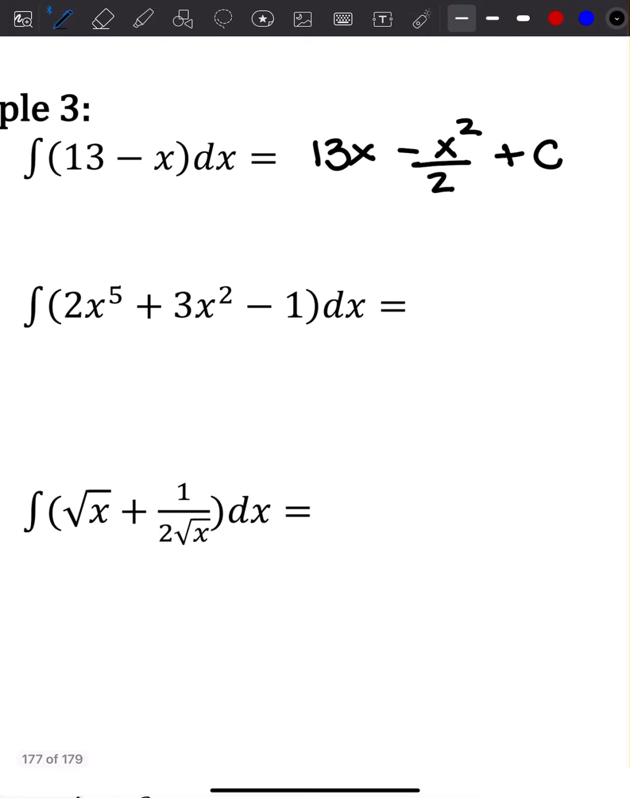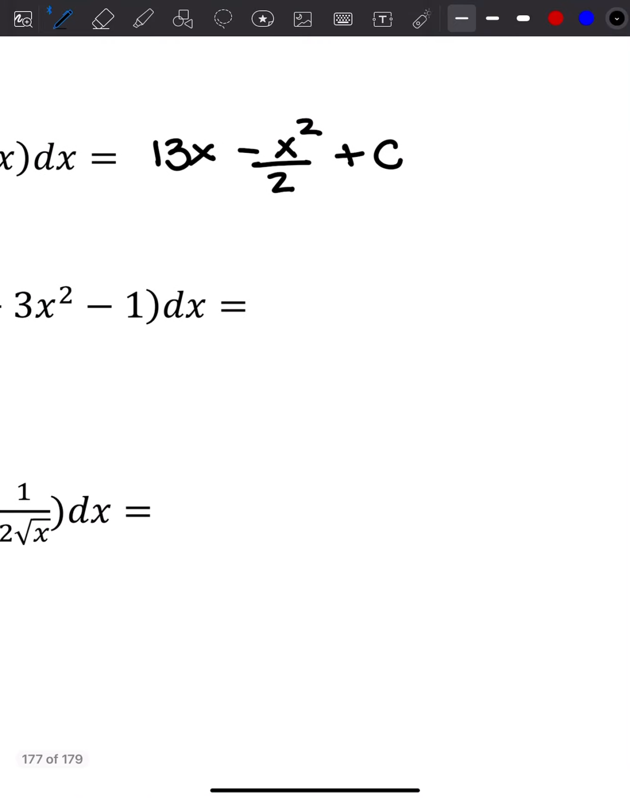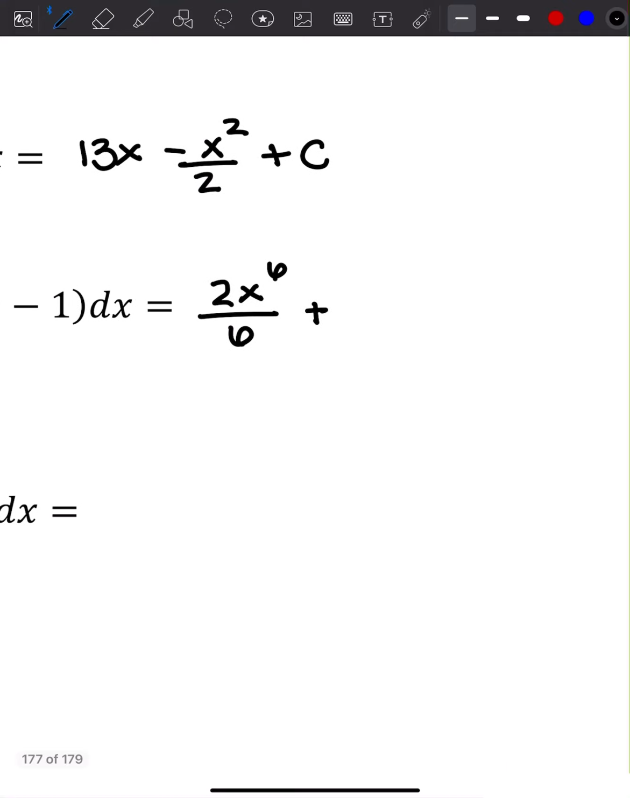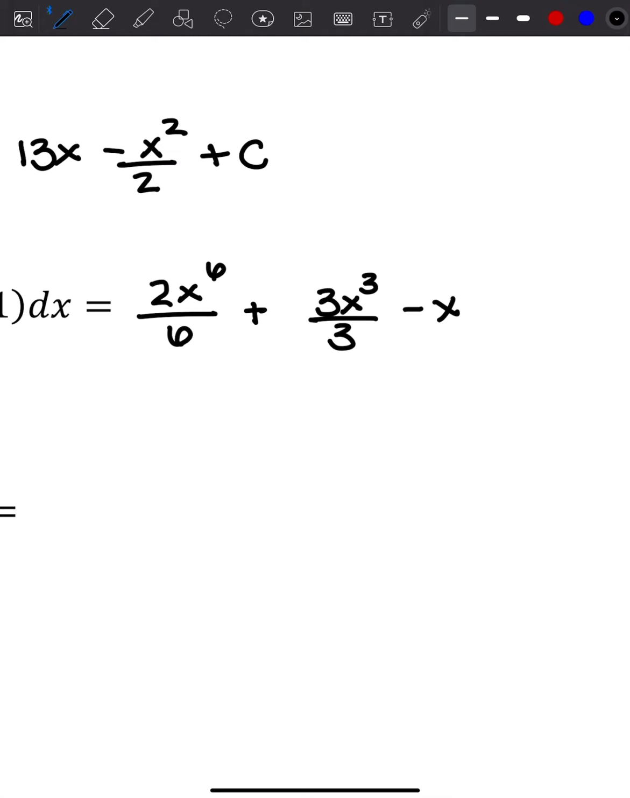Okay, we have 2x to the 5th plus 3x squared minus 1. So for 2x to the 5th, we have 2x to the 6th, because we added 1, and then we're dividing by our new exponent of 6. And then we're going to add to it. We have 3x squared, so I have 3x cubed divided by 3. And then our last one, minus x. We have our constant of integration. I can simplify this, so I have 1/3 of x to the 6th, or x to the 6th over 3, plus x cubed minus x plus c.